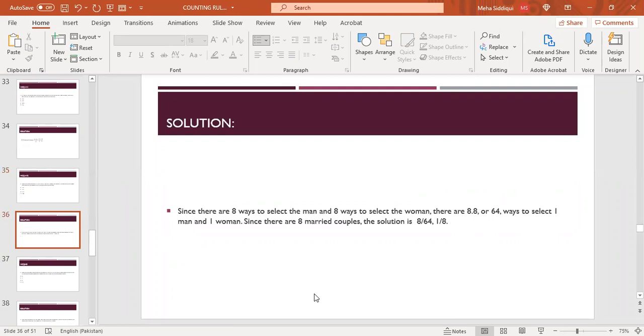So the right option is D, that is 1 by 64. This is how we calculate it. Since there are 8 ways to select the man and 8 ways to select the woman, there are 8 multiplied by 8, or 64 ways to select 1 man and 1 woman. Since there are 8 married couples, the solution is 8 by 64, or we can say 1 by 8.